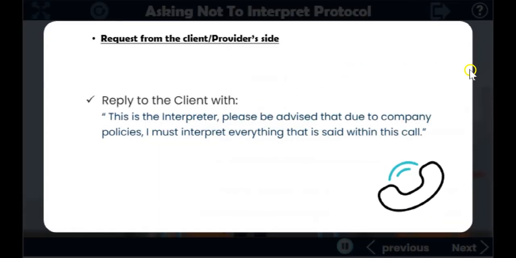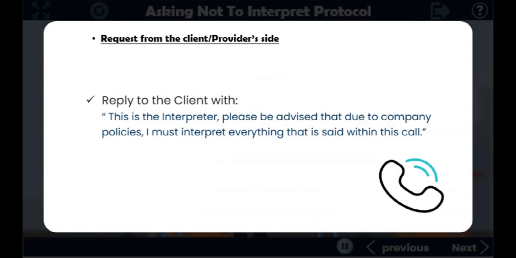When the client is the requester, you'll reply to the client's request with, "This is the interpreter, please be advised that due to company policies, I must interpret everything that is said within this call."